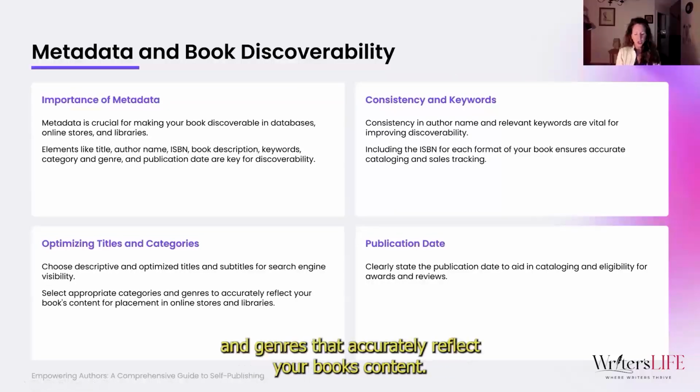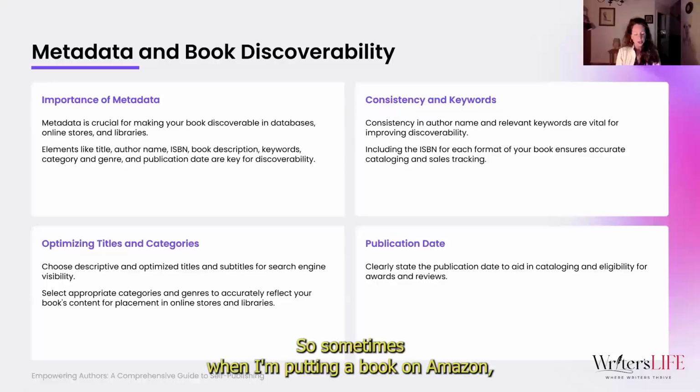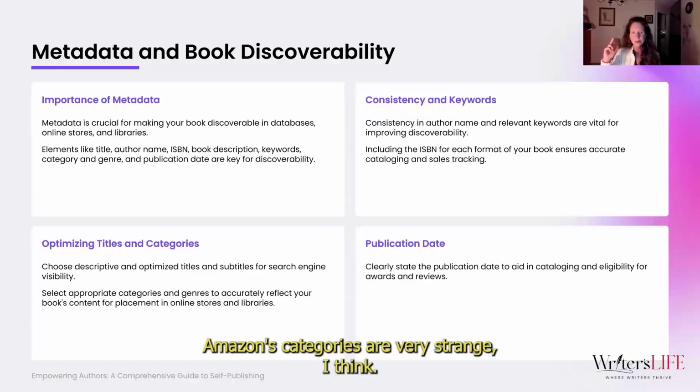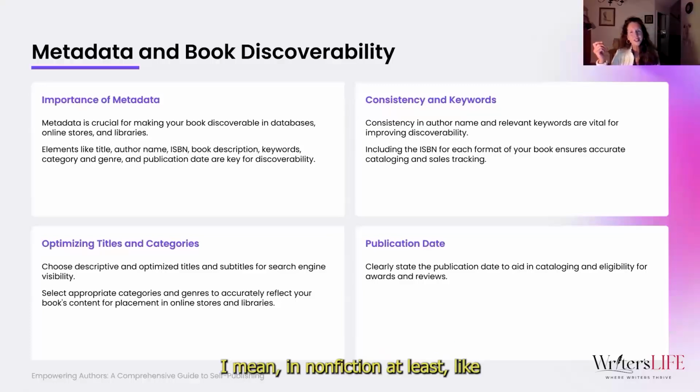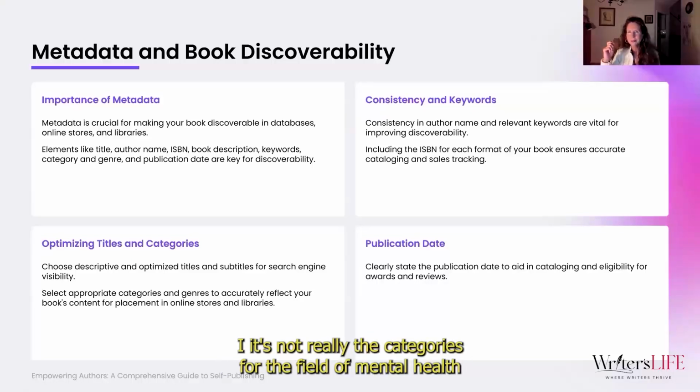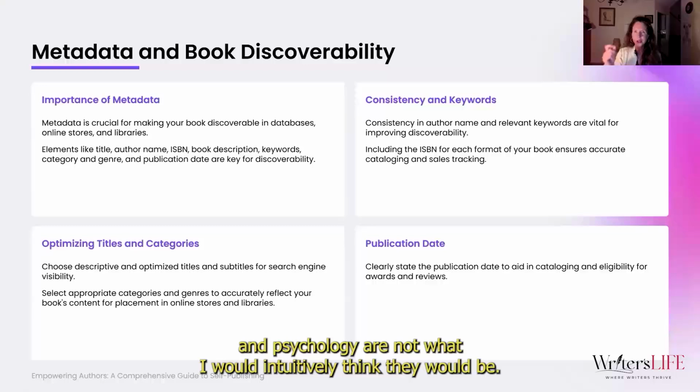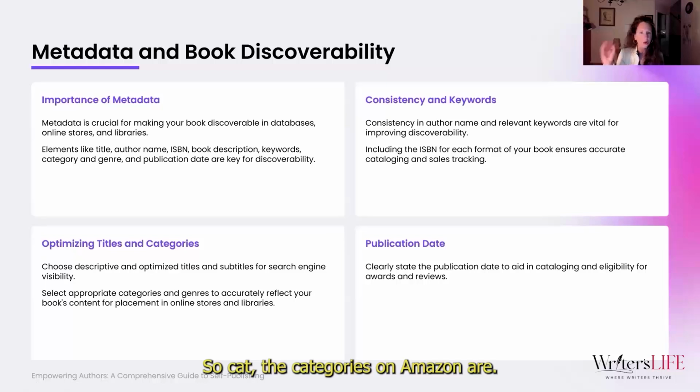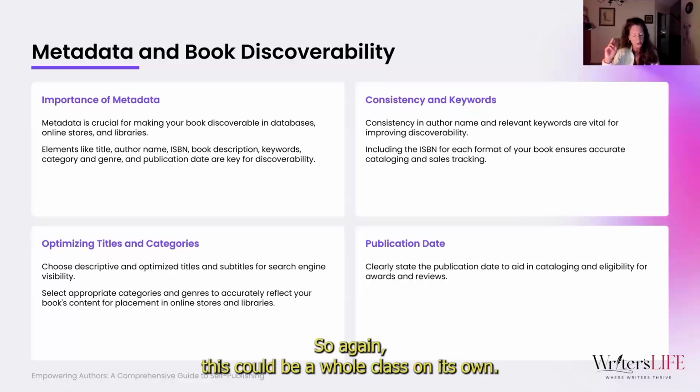Select appropriate categories and genres that accurately reflect your book's content. This helps place your book in the right sections in online stores and libraries. Sometimes when I'm putting a book on Amazon, Amazon's categories are very strange. In nonfiction, at least, the categories for the field of mental health and psychology are not what I would intuitively think they would be. This could be a whole class on its own, and maybe you have had a training on this. But you really need to be thoughtful about the categories you choose, depending on the platform.